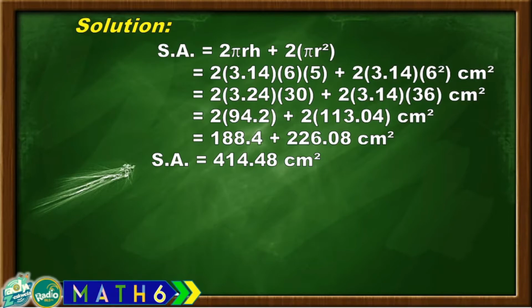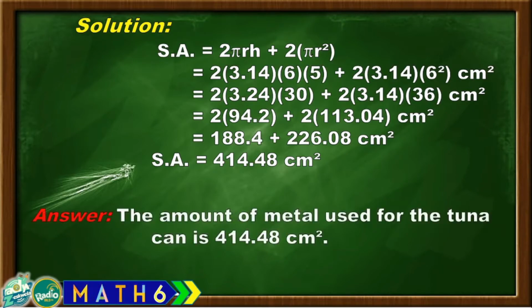Then we have 2 times 94.2, which is the product of 3.14 multiplied by 30, plus 2 times 113.04, which is the product of 3.14 multiplied by 36. Then we get 2 times 94.2 equals 188.4, plus the product of 2 times 113.04, which is 226.08. Now we have 188.4 plus 226.08. The answer is surface area equals 414.48 centimeters squared. This means that the amount of metal used for the tuna can is 414.48 centimeters squared.